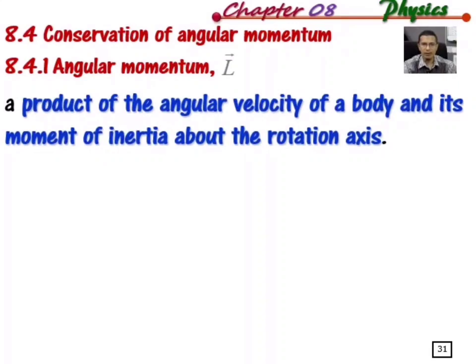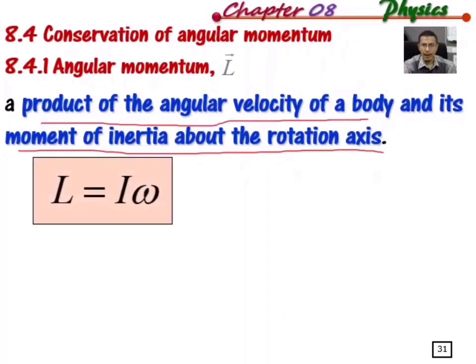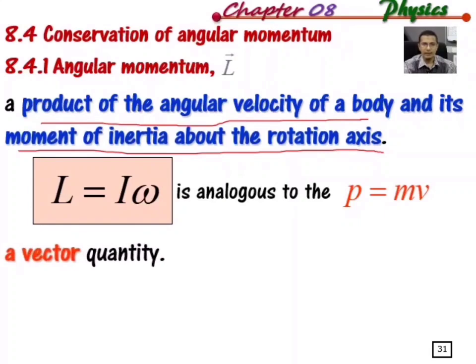It's the product of the angular velocity of the body with the moment of inertia. So mathematically, L equals I omega. It's analogous to the linear momentum, P equals mv, that is the product of mass and linear velocity. It's a vector quantity such as linear momentum, but the unit is not the same. The unit will be kilogram meter square per second. Kilogram meter square per second.